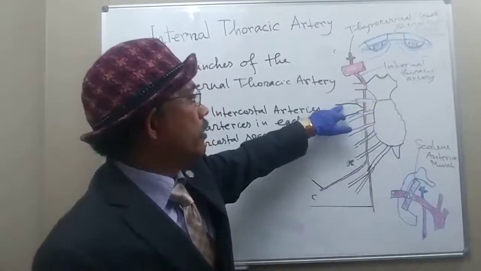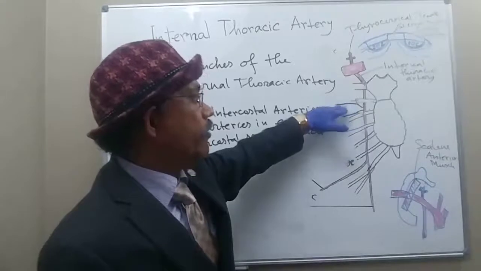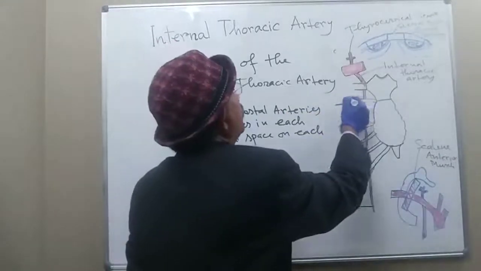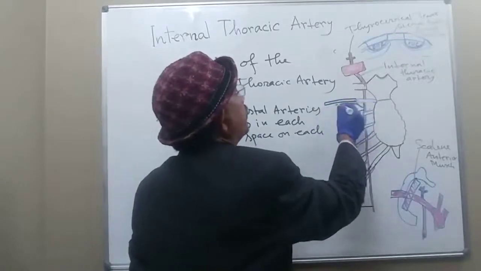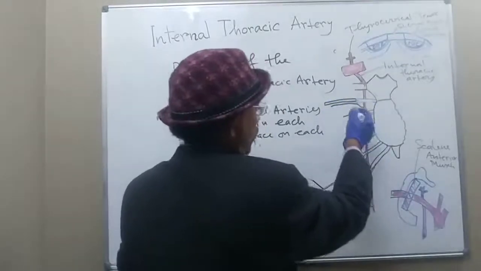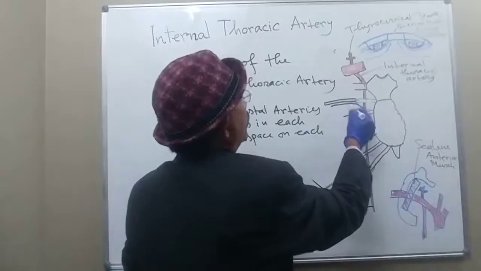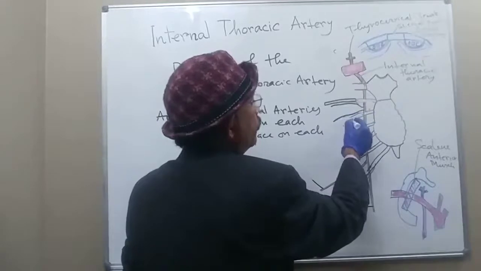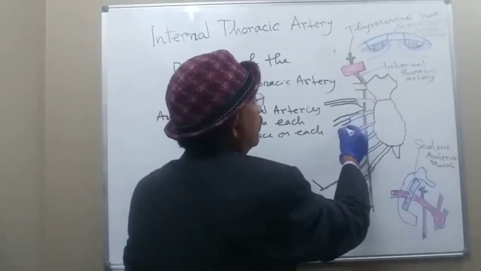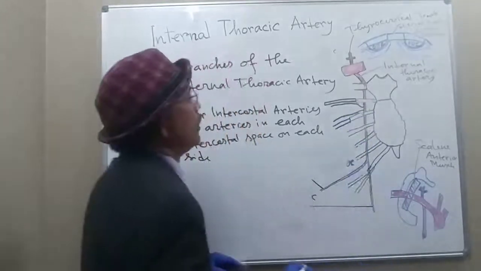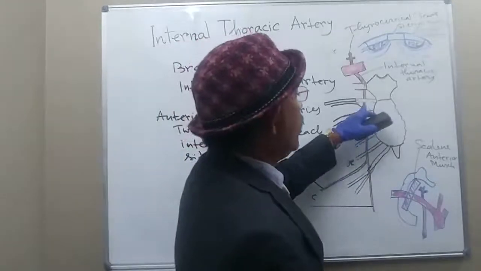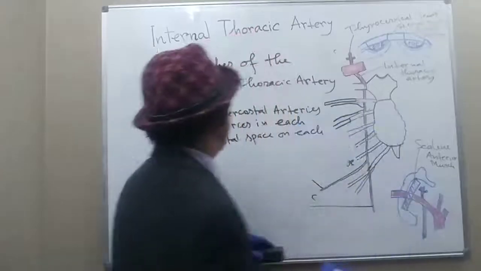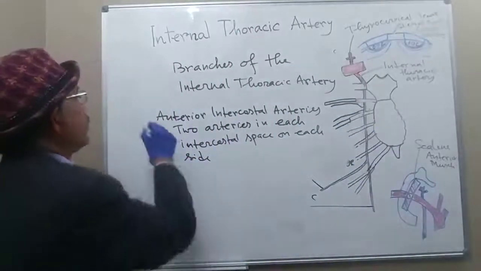The upper one passes along the inferior border of the rib above. Okay, suppose this is the rib here, this is the upper anterior intercostal artery. For this space, the lower branch is going along the superior border of the lower rib. Okay, so they may come from independently two, or may come as one artery, then split into two. Okay, we got the anterior intercostal arteries.